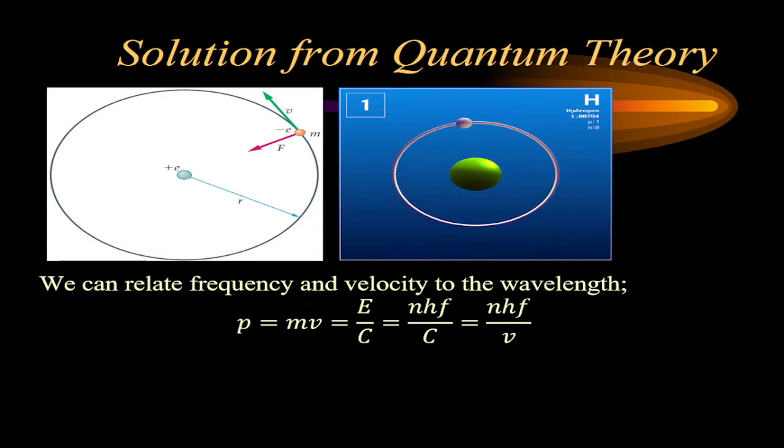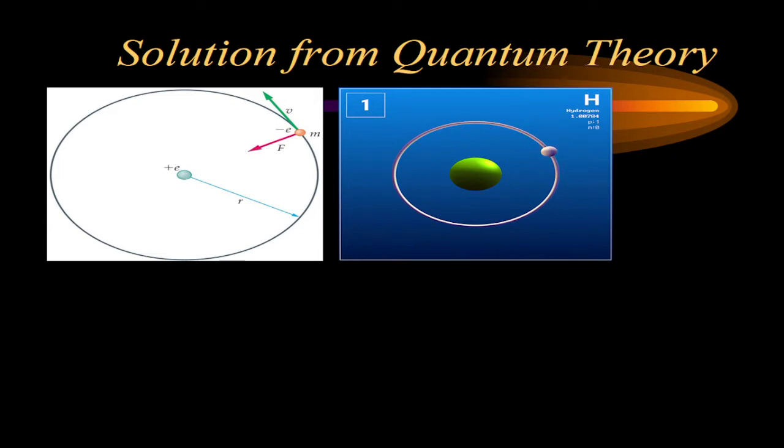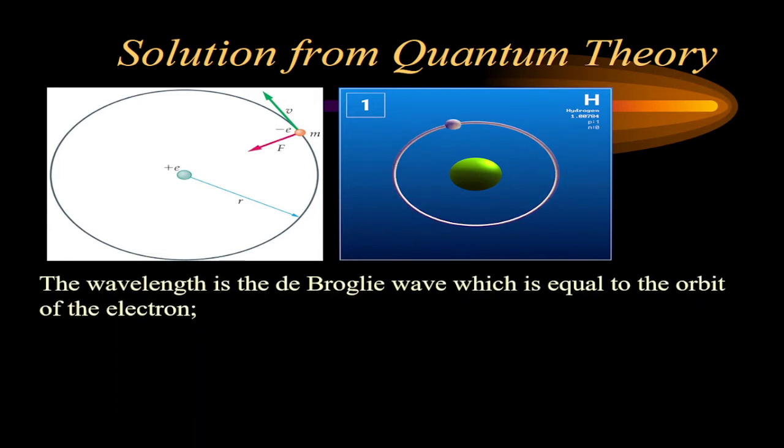So we can actually derive the wavelength using the formula for the wave equation, and we have momentum p = mv = nhf/v = n times Planck's constant over the wavelength. The wavelength here is actually the de Broglie wavelength. De Broglie proposed that matter waves can exist. So the wavelength is the de Broglie wave, which is equivalent to the orbit of the electron.